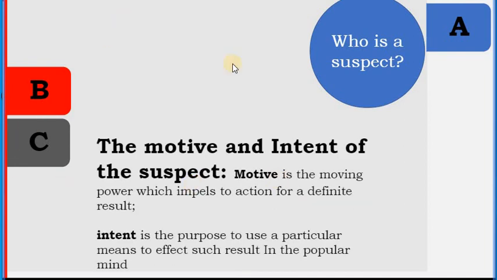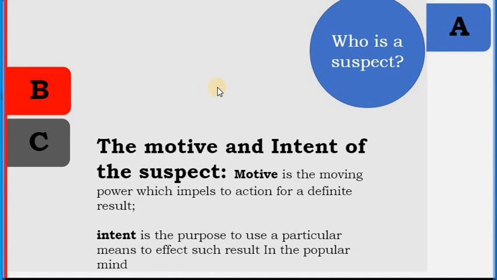So, the motive and intent of the suspect. The motive is the moving power which impels to action for a definite result. Parang palik lang tayo sa triangle of crime. Di ba, the motive, ito yung pinakarason. Why does a suspect or an offender commit a crime? Sabi nga niya, it is the moving power. Next, we also have intent. Intent is the purpose to use a particular means to effect such result in the popular mind.